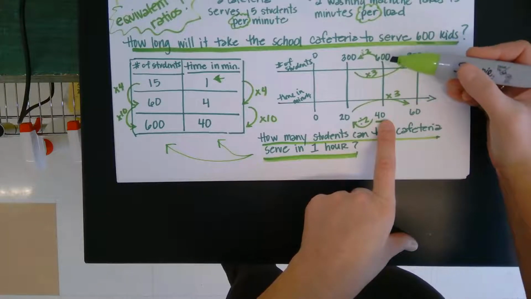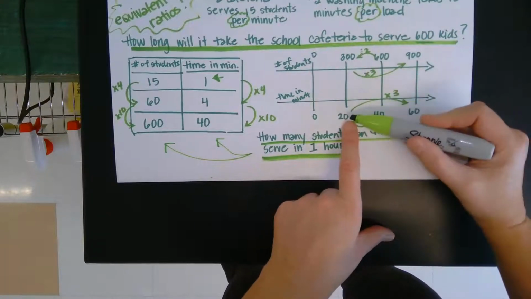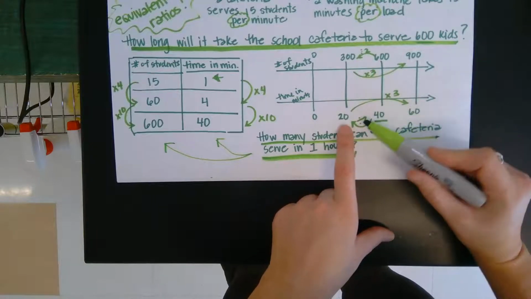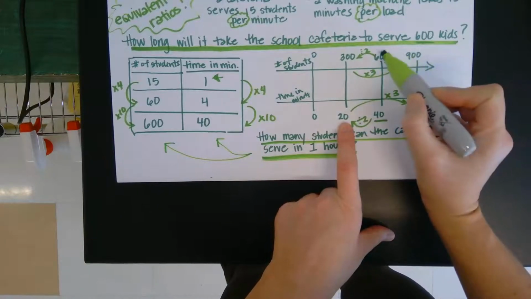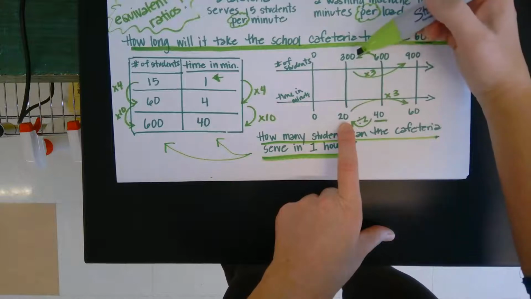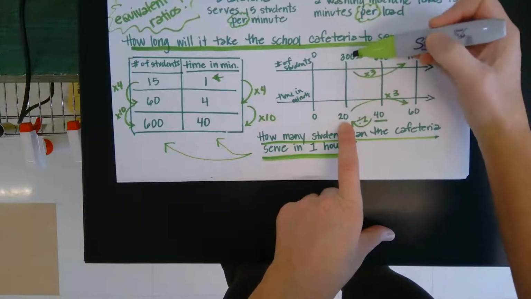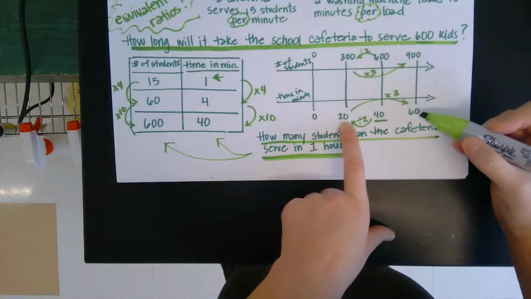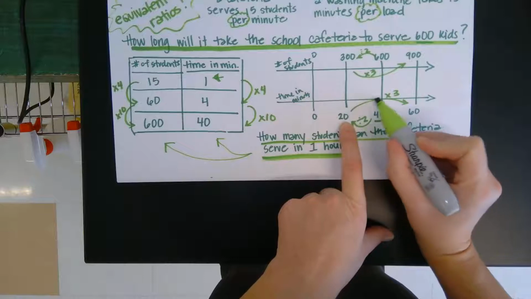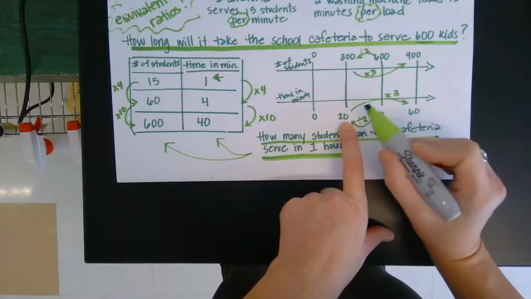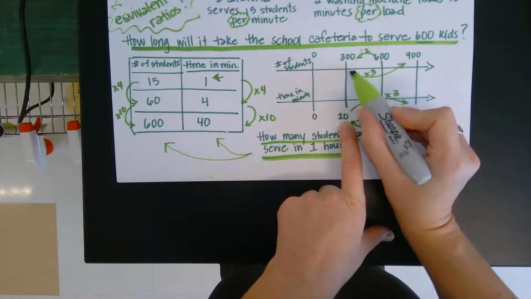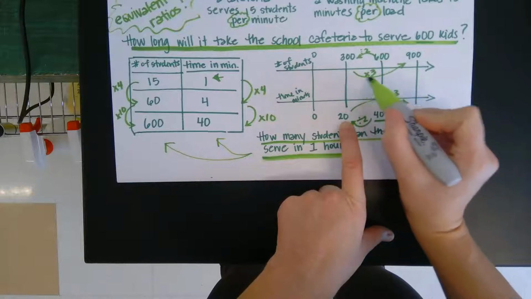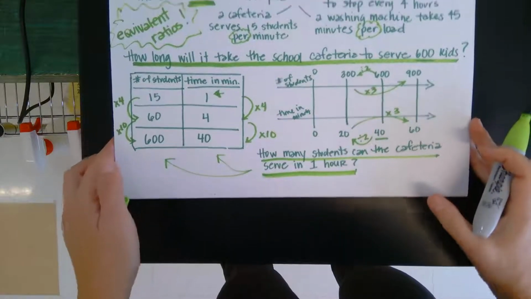So I'm going to use that information over here and put in my double number line 600 students in 40 minutes. Now I'm going to figure out how much that is in every 20 minutes. Well, I'm going to divide 40 by 2 to get to 20, so I'm going to divide 600 by 2 to get to 300. So now I know that the cafeteria can serve 300 students in 20 minutes. And now to get to my 60 minutes, which of course is my hour, I'm going to multiply the 20 times 3. And if I multiply 20 times 3, I have to multiply 300 times 3. And 300 times 3 is 900.